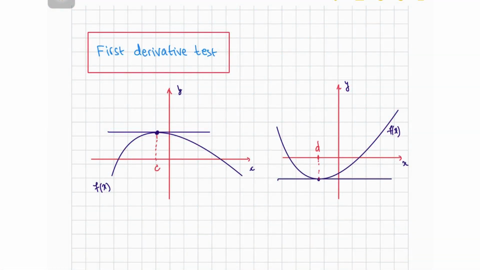Hello everyone. In this video we are going to speak about the first derivative test, and it represents one of the main tools and applications of the derivative. Here I have two graphs of the functions, two situations prepared, and I will comment, so I will just put A and B.